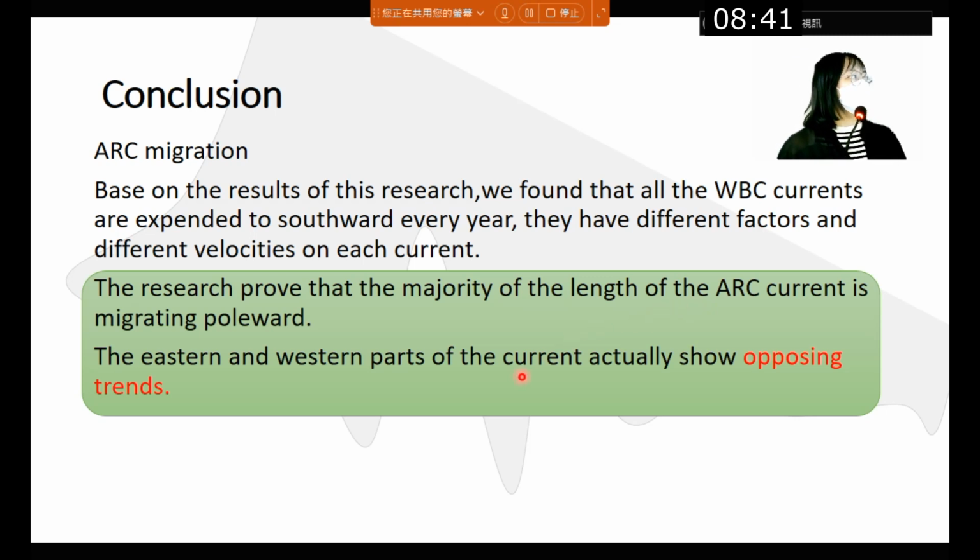The eastern and western parts of the current actually show opposite trends. It means the western part of the current is migrating equatorward, and the eastern part is migrating poleward, southward, every year.